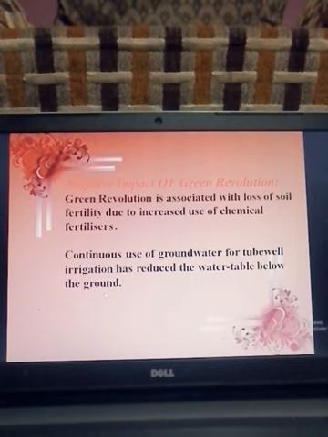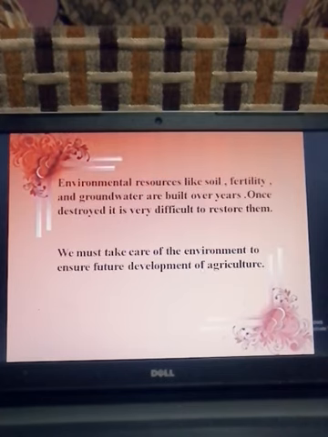Why has it reduced? Because when you use the pump set to drain the water, it takes its full pressure and pulls the water. Once it is used, then the water table will reduce. That is the reason they may lose water also. And the next one is environmental resources. It is also affecting the environment, like soil, whose fertility is being lost, and groundwater is losing its water. It has been built over years, and because of using it frequently with the modern method, these are the things they are going to face, and once they are destroyed, it is very difficult to restore.